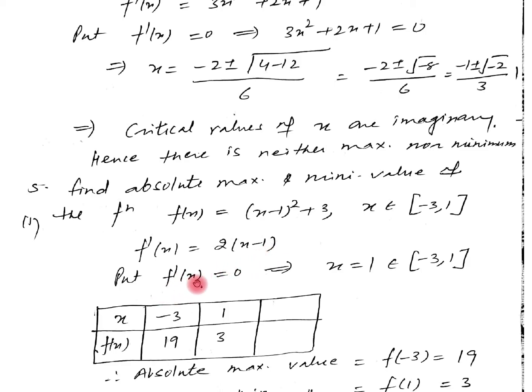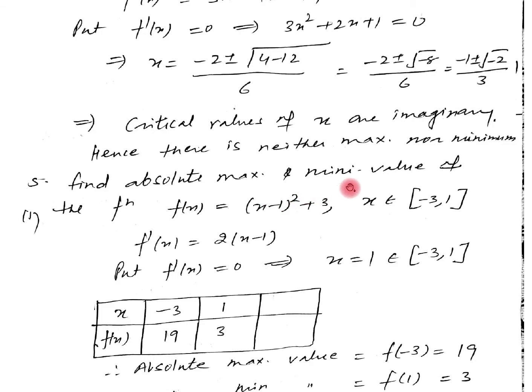Then putting f'(x) equal to 0, we are getting x equal to 1, and this value must belong to the given interval. If it does not belong, we will reject it. But this belongs to this closed interval. Now here we have to find out the absolute maximum and minimum value.